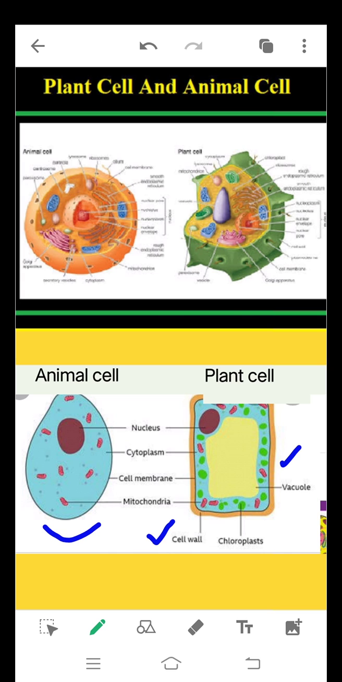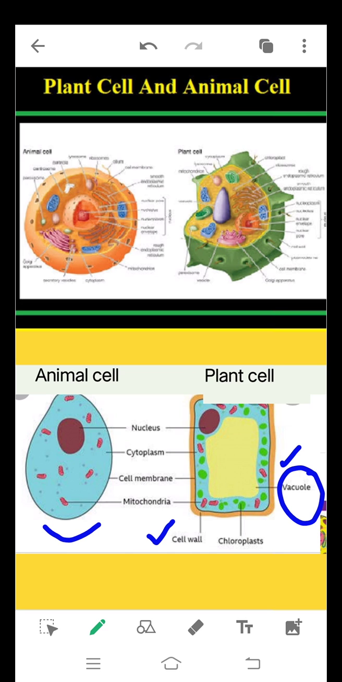Another difference is the size of the vacuole. In the plant cell, you can see clearly the size of the vacuole is quite big. It is so big that about 70 to 80% of the space is occupied by the vacuole only. And this vacuole provides rigidity to the plant cell. Whereas in the animal cell, vacuoles may or may not be present, and if they are present, the size is very small as compared to the plant cell.